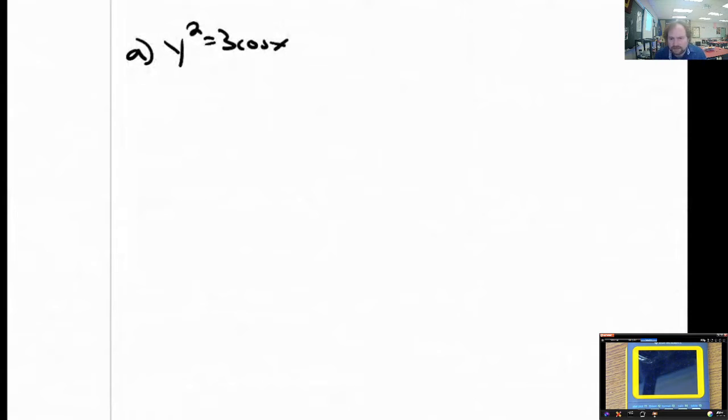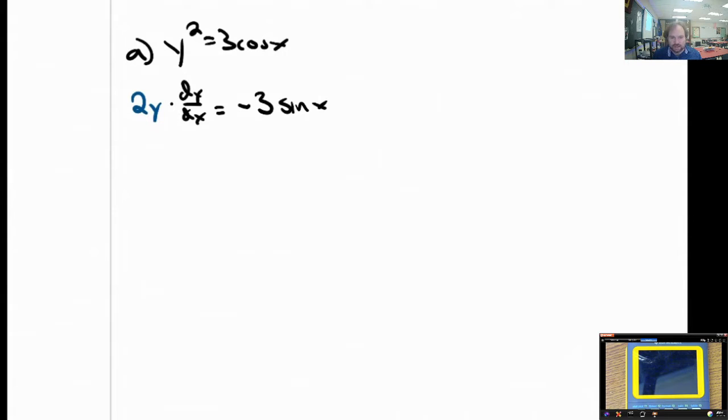Let's start by taking the derivative. Remember, we're finding the derivative with respect to x here, so 2y takes care of the power rule, but dy/dx is the unknown derivative of y with respect to x that we are looking for in this problem. And as far as 3 cosine of x, that's going to be negative 3 sine of x. That's all we really need to worry about there. Derivative of cosine is negative sine.